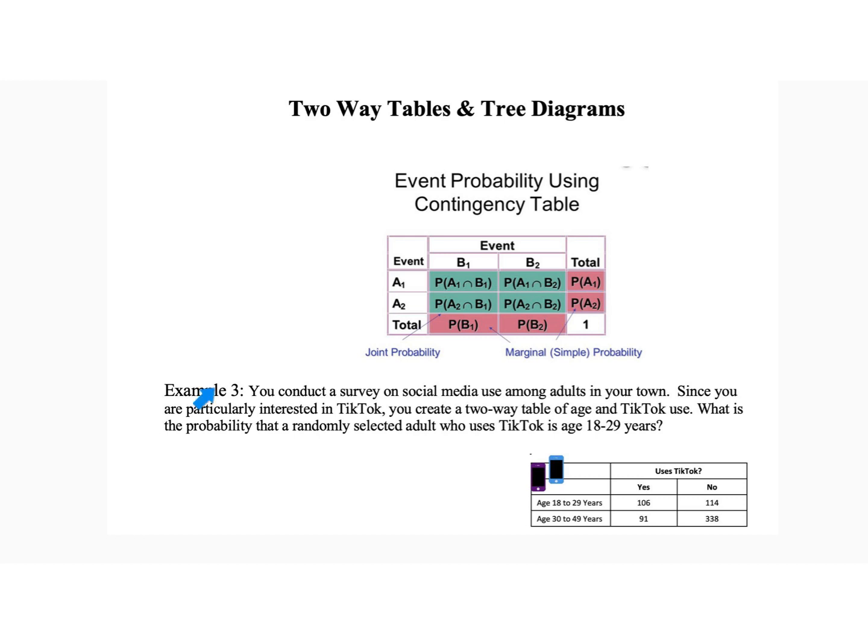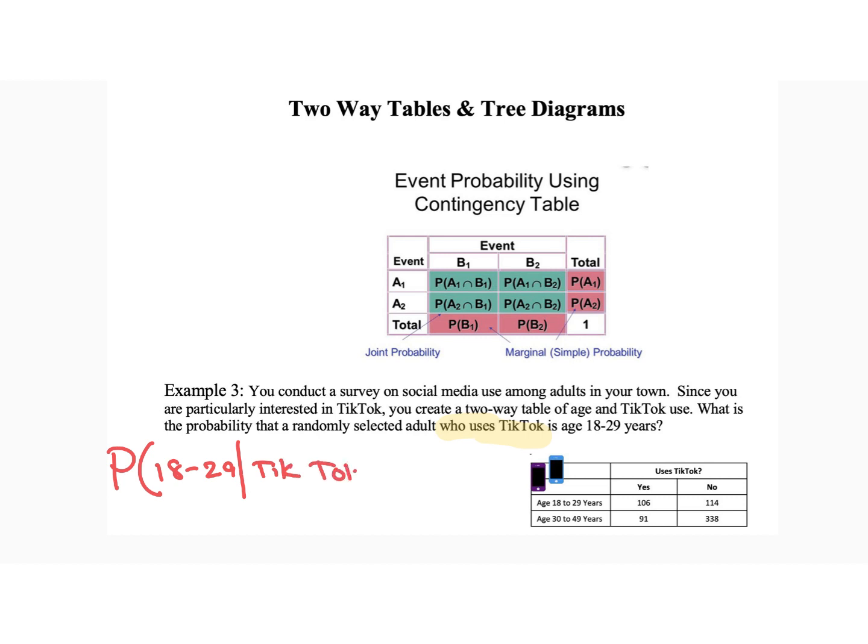You conduct a survey on social media use among adults in your town. Since you're particularly interested in TikTok, you create a two-way table of age and TikTok use. What is the probability that a randomly selected adult who uses TikTok is age 18 to 29 years? So this "who uses TikTok" would be your clue that that's your given. So it's really saying what's the probability that somebody is 18 to 29 given that they use TikTok.